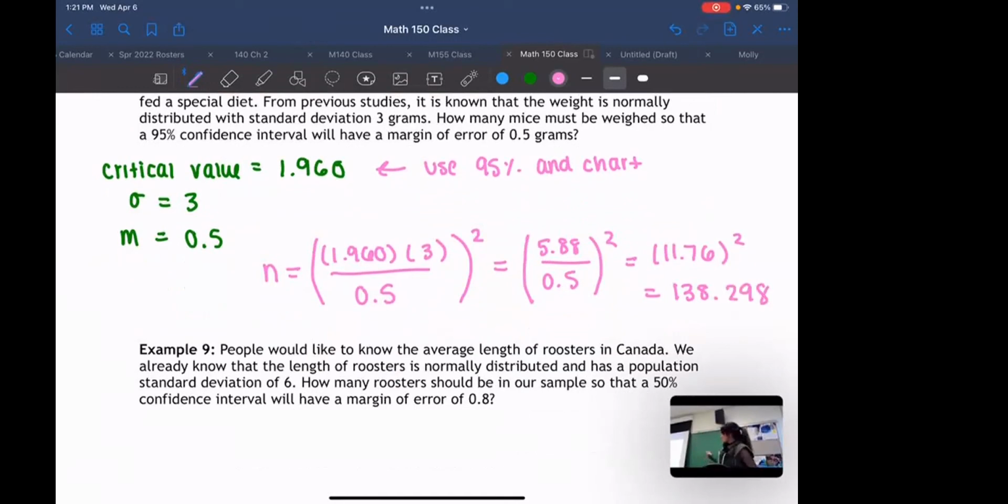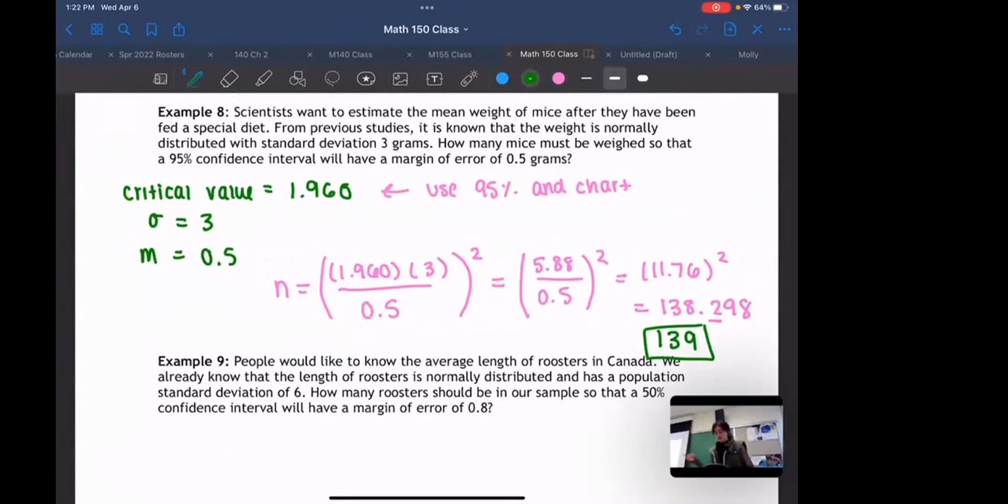Are we done with the question? Yeah, you have to round up. So what number does this round up to? 139, right? Even though the decimal is 2, we're still going to round it up to 139. Any questions on this one? All right. How about this? Try example 9. We will go over how to do this very quickly.